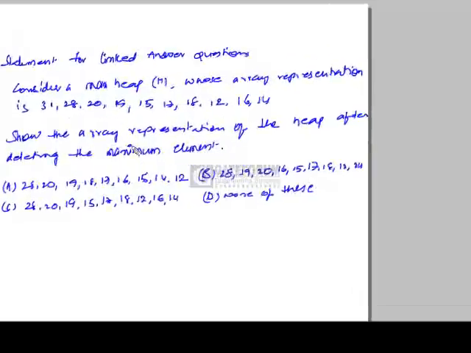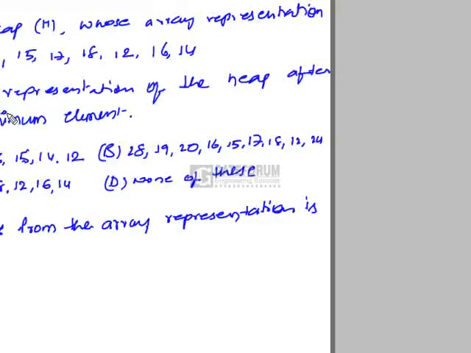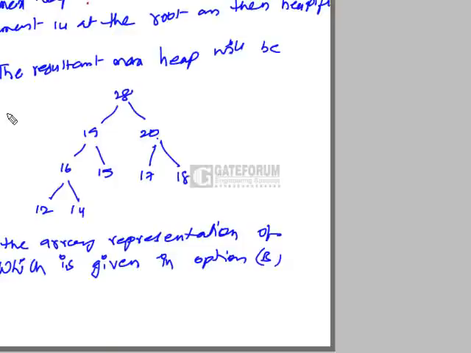Here the array representation of a max heap is given and we have to find the array representation after deleting the maximum element from the given heap. If we construct the max heap from the given array representation, we will get the max heap as this one. After deleting the maximum element 31 from the heap, we have to put the last inserted element, that is 14, at the root, and then we have to perform the heapify operation.